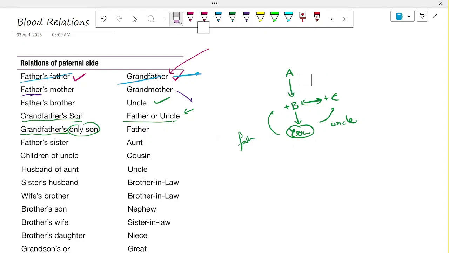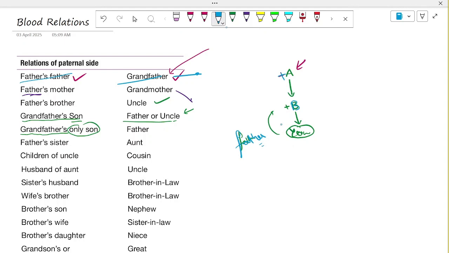Only son means this: grandfather A is having only one son. It means there is no possibility that I will have C, so the uncle possibility is not there. So obviously grandfather's only son will be your father. You need to relate these things to real life, then you will be able to solve such questions.